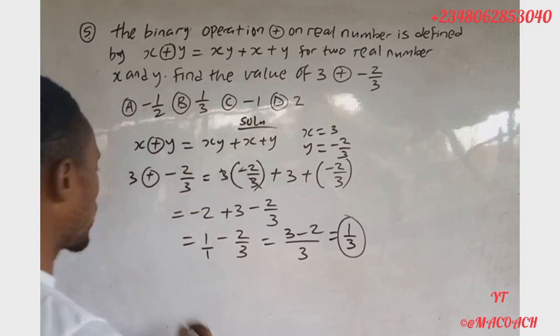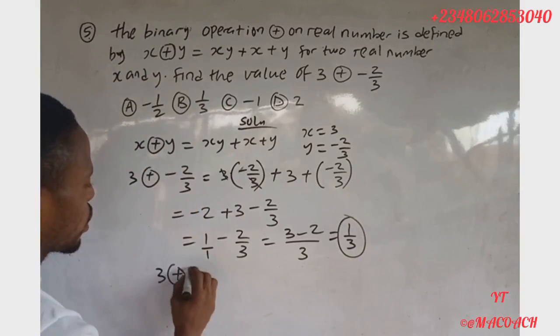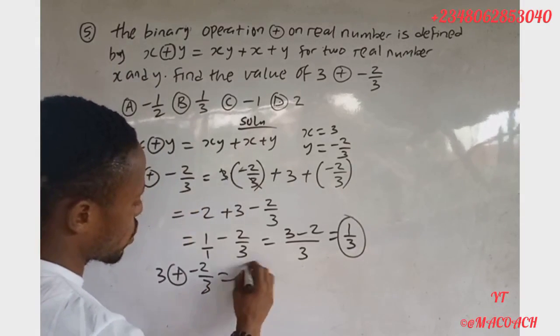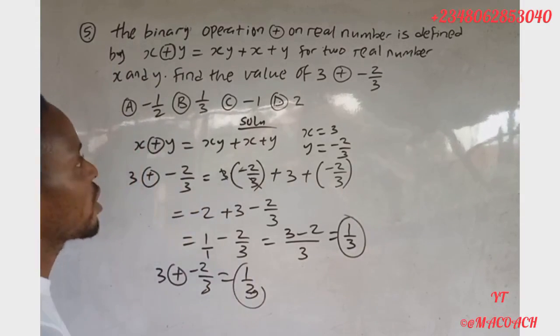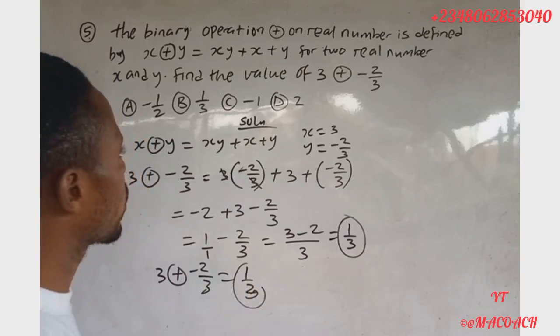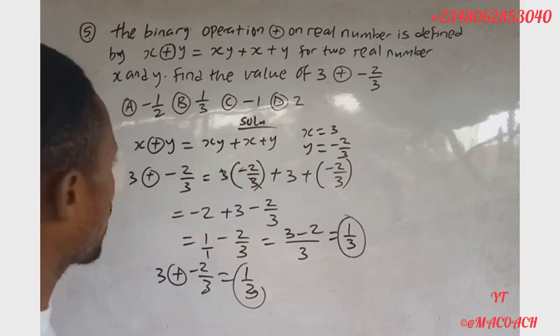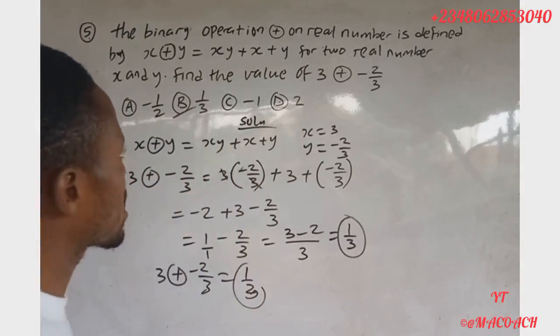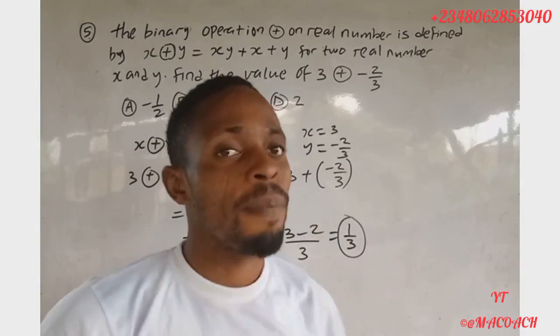So now we have our operator 3 operator minus 2 over 3 equal to 1 over 3. Therefore, our answer is 1 over 3. From our options here, it means that B is the answer for this particular question.